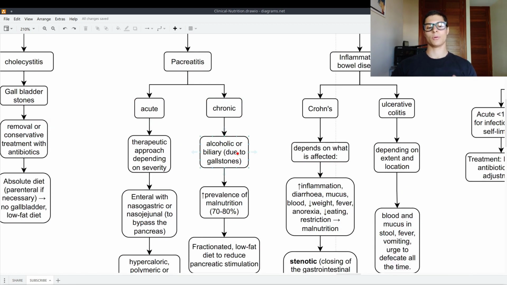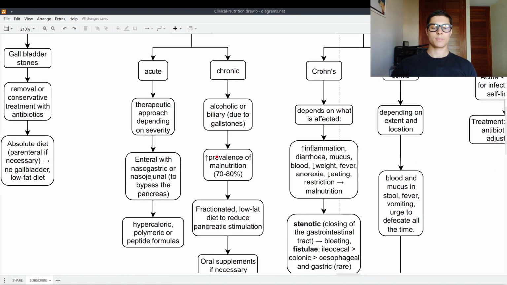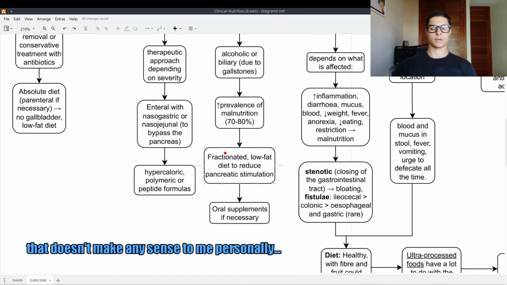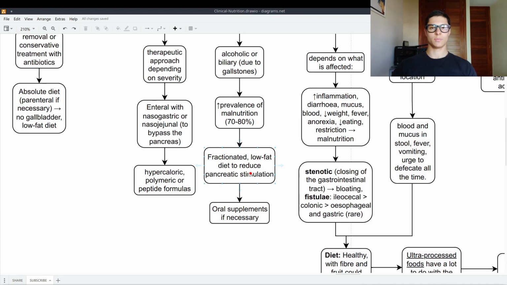Chronic, alcoholic or biliary due to gallstones, gallbladder stones. Higher prevalence of malnutrition, from 70 to 80%. Fractionated, low-fat diet to reduce the pancreatic stimulation. So we eat lower quantities more frequently. Fractionated. And low fat because the fat is more difficult to digest in these cases. Oral supplements if necessary, of course.